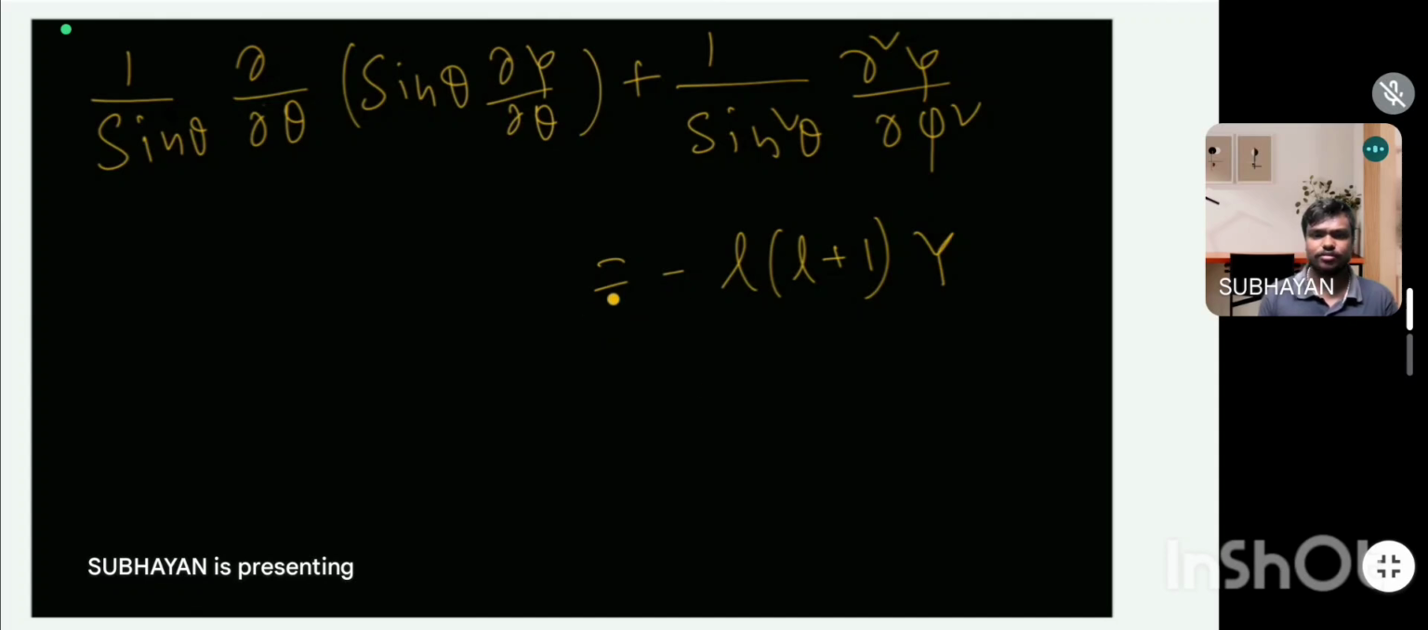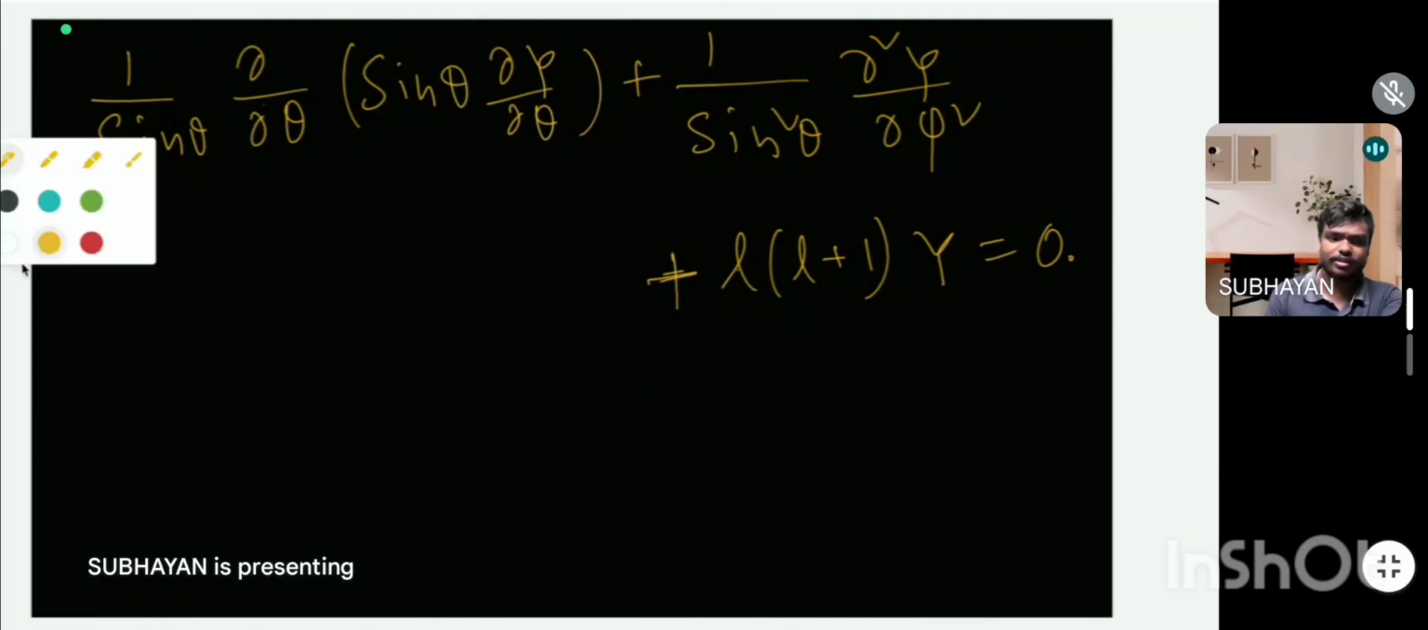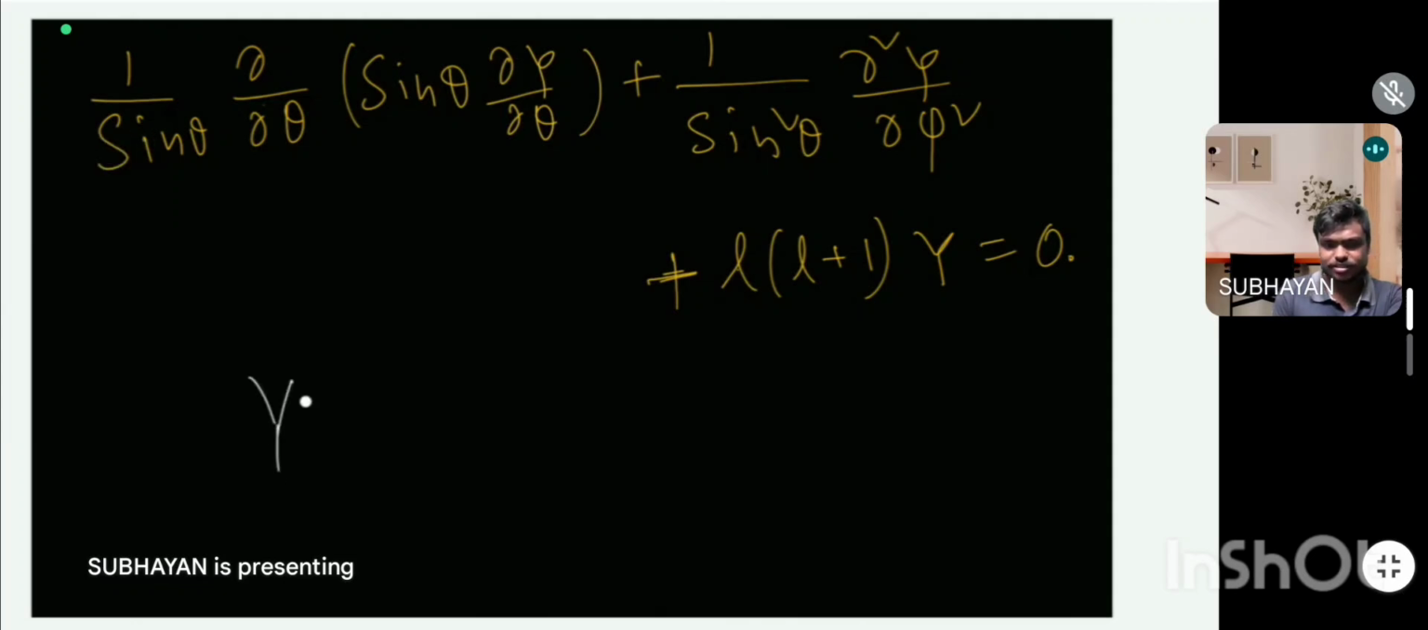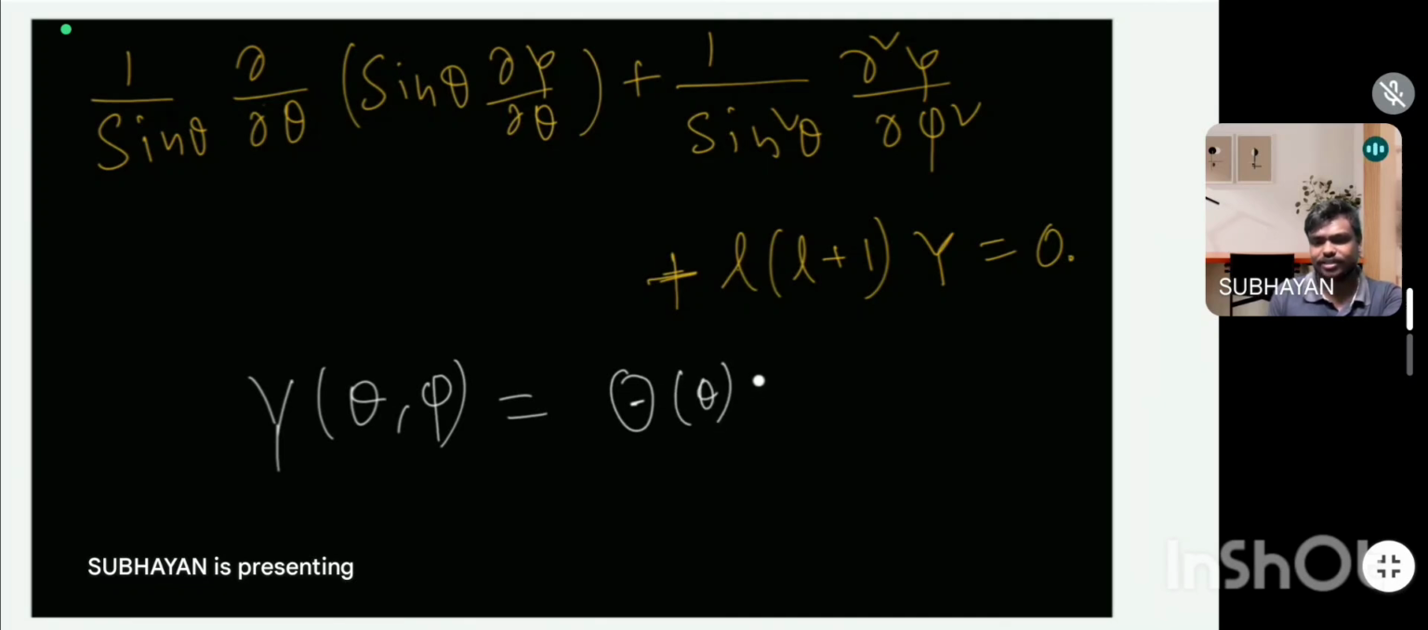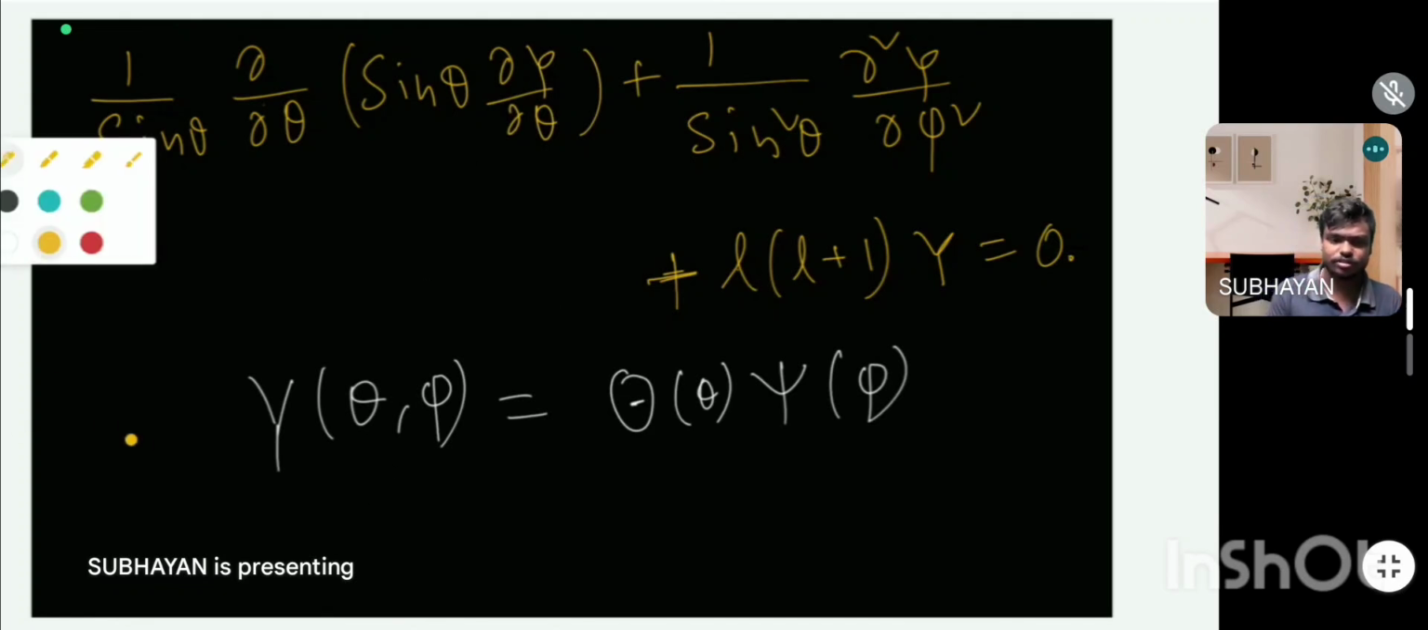Okay, so this equation I am writing in that way: plus L into L plus 1 times Y equals 0. So this is precisely the angular portion, that means the theta phi portion. But we need further separation of variables because Y is a function of theta and phi, and it can be split into two parts. One is the theta portion, capital Theta, a function of theta, and phi, which I am choosing psi to be a function of phi. Now you can put this into the original equation for this separation of variables.